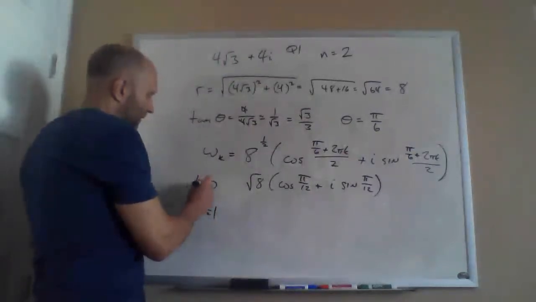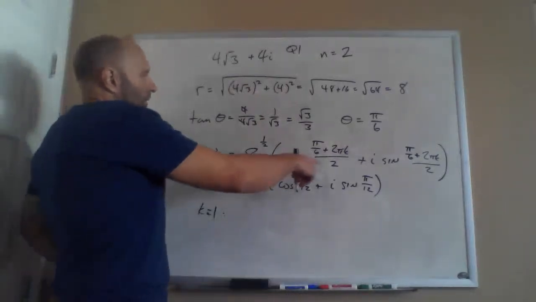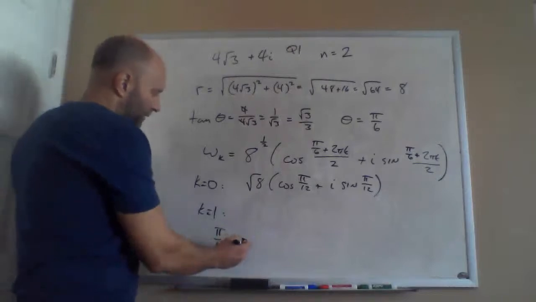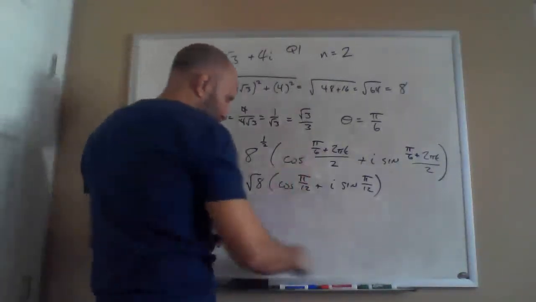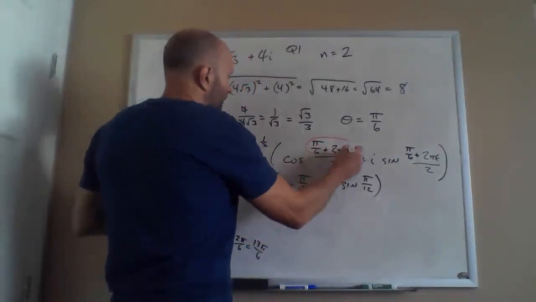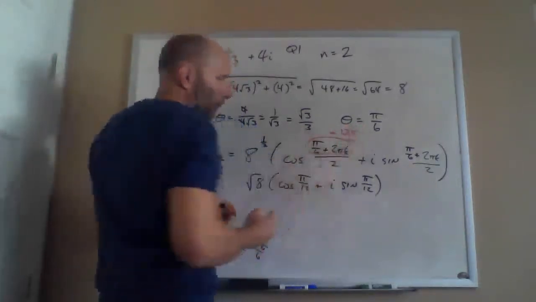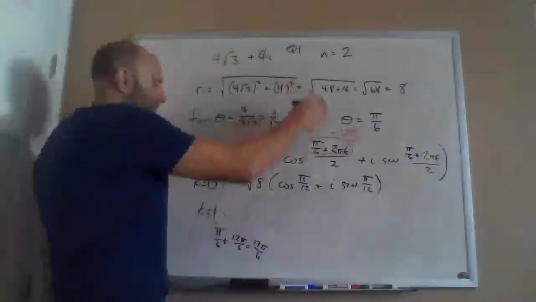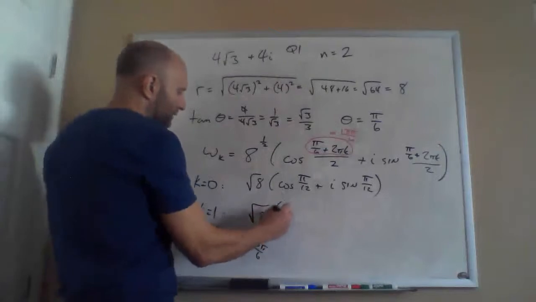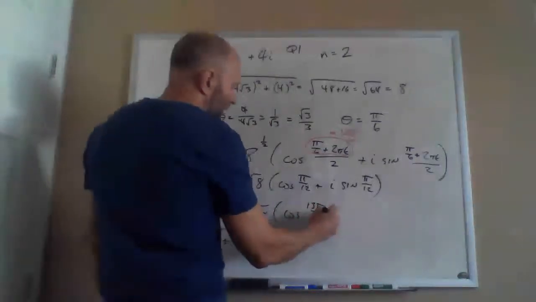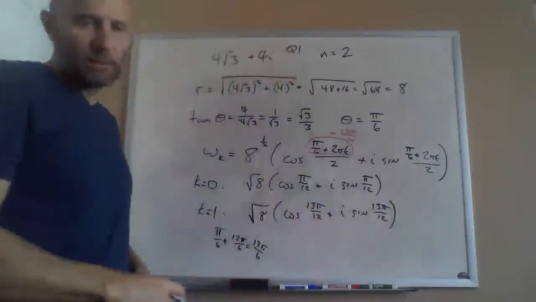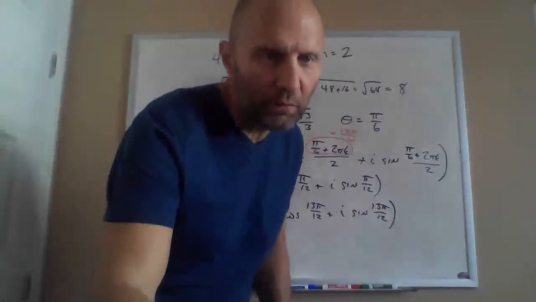For k is 1. So when k is 1, the numerator here becomes pi over 6 plus 2 pi. Well, 2 pi is like 12 pi over 6, which is 13 pi over 6. So when k is equal to 1, the numerator becomes 13 pi over 6. I have to divide this whole thing by 2 again, which is multiplied by a half. So this is really 13 pi over 12. So this becomes square root of 8 cosine of 13 pi over 12 plus I sine of 13 pi over 12. So that should be your 2 answers, I believe. Let me double check that's what they want.